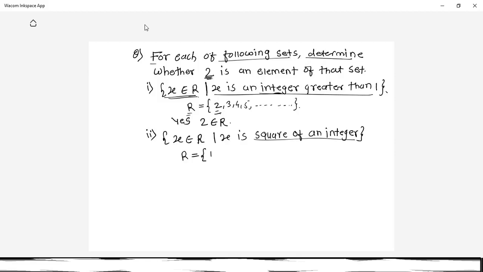So this R should contain the elements like 1, 4, then 9, 16, 25. So these are the squares of integers. 1 squared is 1, 2 squared is 4, 9 is the square of 3, 16 is the square of 4, 25 is the square of 5. Now what is the question? I need to check whether 2 is an element of this set. So 2 is not a square of any integer, hence R will not contain 2, and hence my answer is no. So 2 does not belong to this set R.